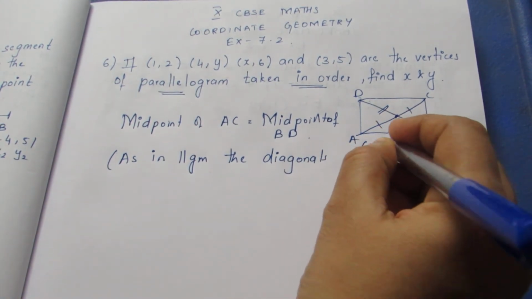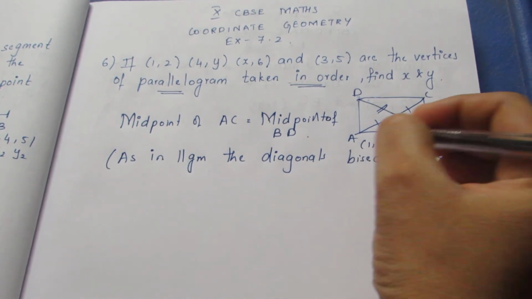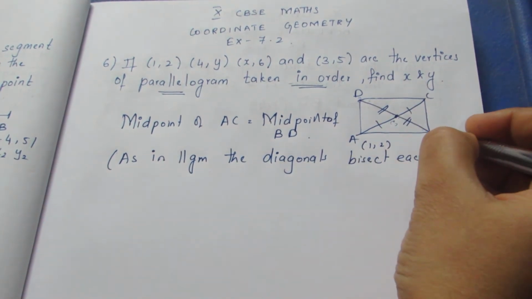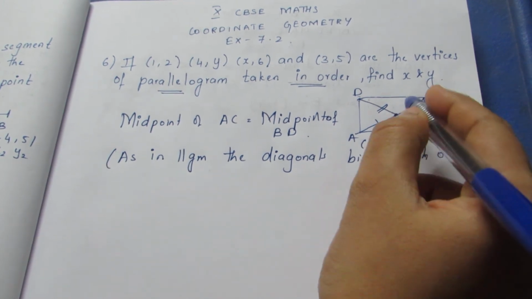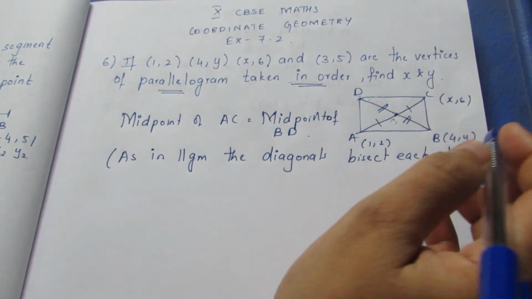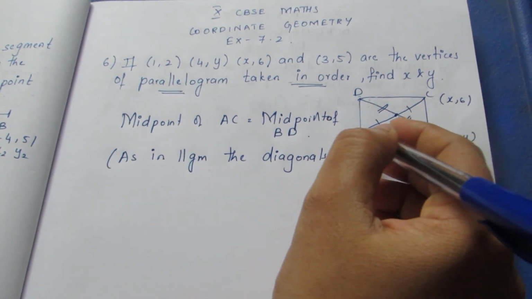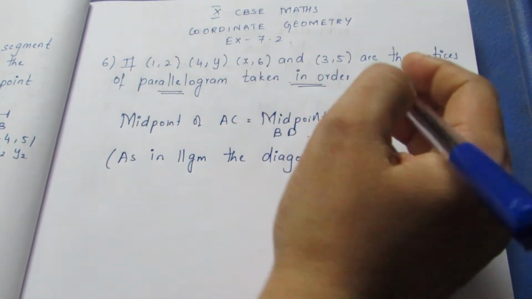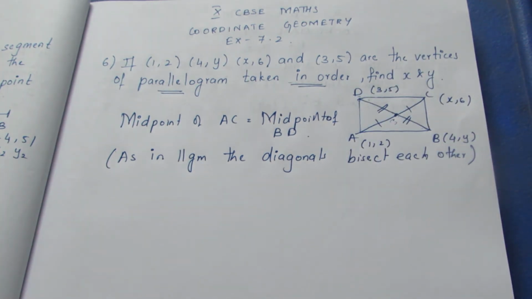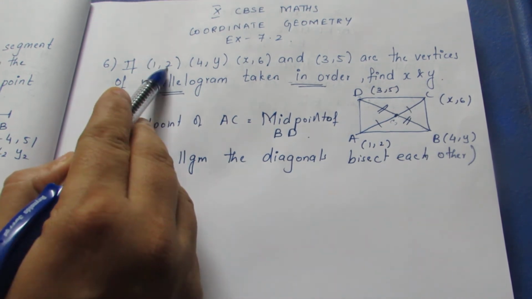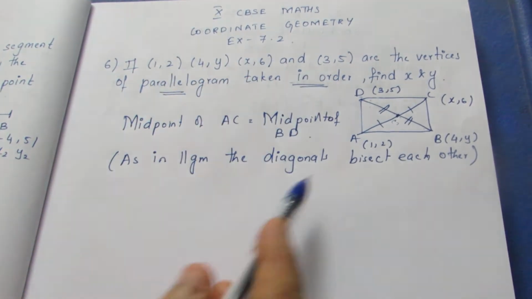Here I am taking the points (1, 2) as A and (4, y) as B, (x, 6) as C. It should be in order. There is no change of order if A, B, C, D are correctly given, because it's taken in order. So always write it as A, B, C, D. You can also write let A equal to (1, 2), B, C, D, and start with the sum.